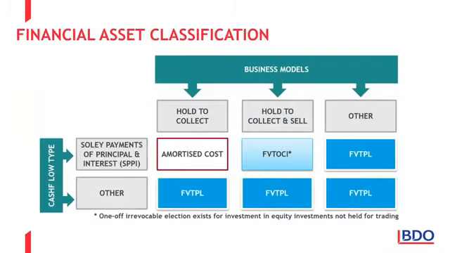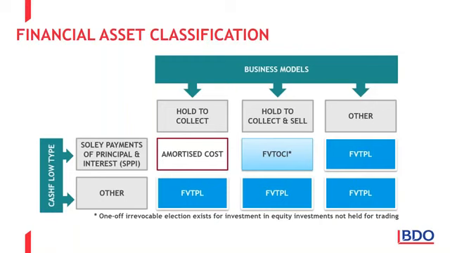From entity Y's point of view, they've acquired a financial asset. So the question here is, what have they acquired? Essentially a trail. And how do they classify that on acquisition? In this case, they've essentially acquired an instrument which is not made up of principal and interest solely. It's an other type of financial asset, which means it's a fair value through profit and loss instrument.